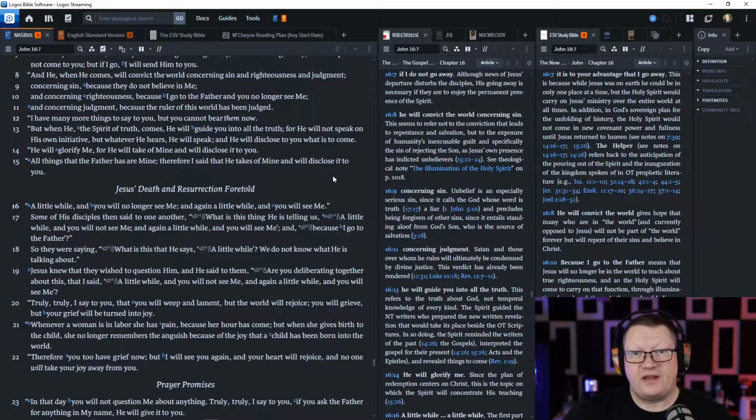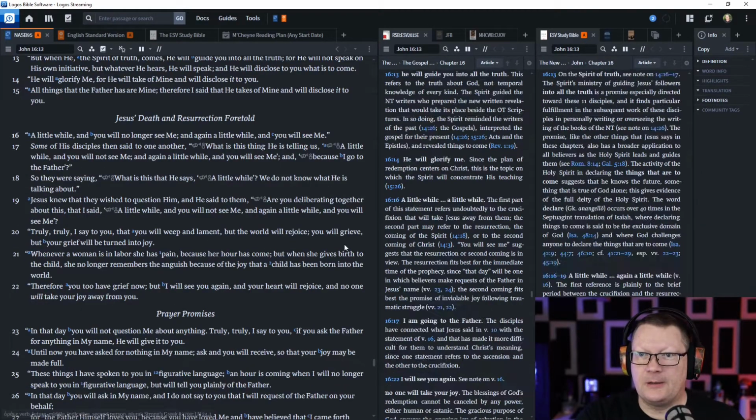Same as Jesus reflected God the Father to those who were there, so now the Holy Spirit reflects Jesus the Christ to us. For he will glorify me, for he will take of mine and will disclose it. And he will disclose it to you. All things that the Father has are mine. Therefore, I said he takes of mine and will disclose it to you. A little while, and you will no longer see me. And again, a little while, and you will see me.